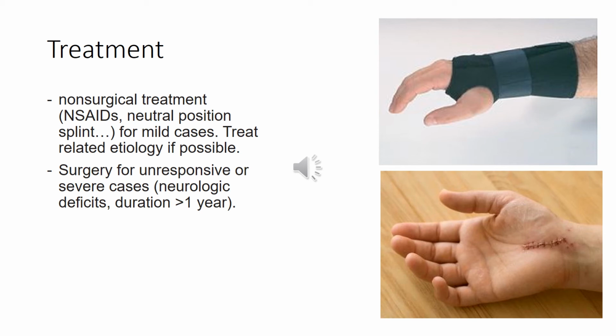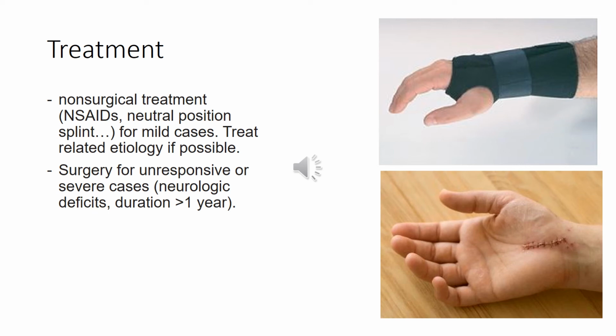Also, don't ever forget to treat the underlying etiology. For example, if the patient is having hypothyroidism, treating the hypothyroidism will help in the treatment of carpal tunnel syndrome. For example, in pregnant patients with mild carpal tunnel syndrome, after delivery, most of these patients will have a decrease in symptoms.